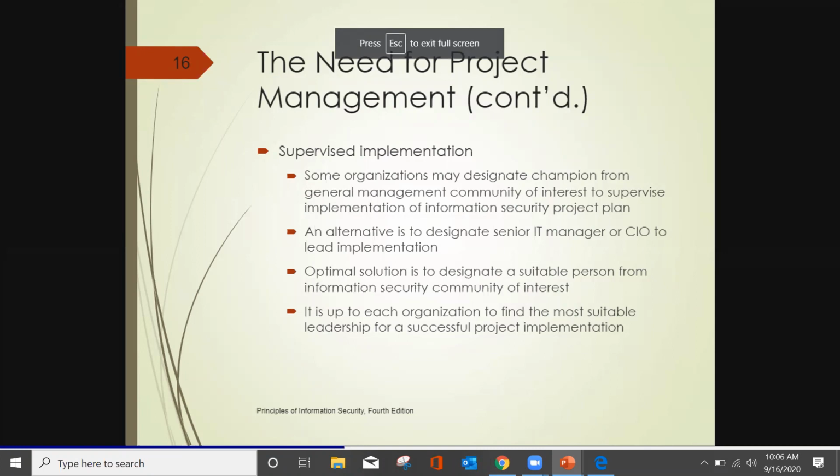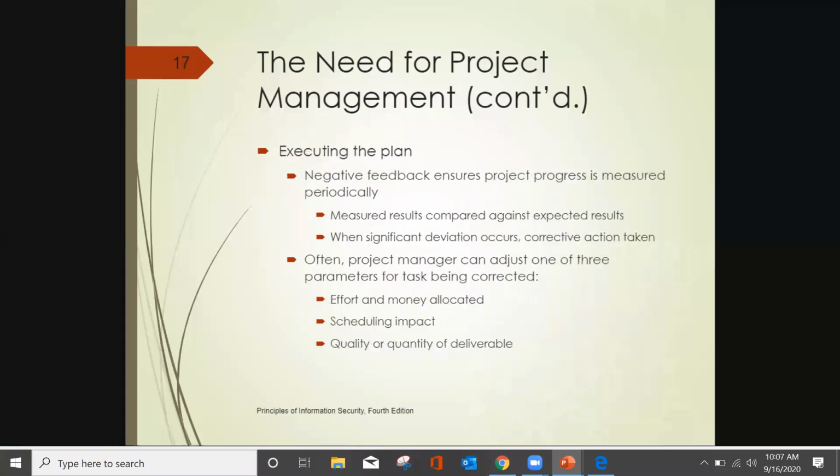Usually a senior IT manager or chief information officer, the CIO, can lead the implementation. The difference between a CIO and a CISO is that the CIO is primarily not related with security, while the CISO is primarily related with security. But for most organizations, the CIO can actually do the work of the CISO as well. So the optimal solution is to find the right person for the right job. So the need is continuing.